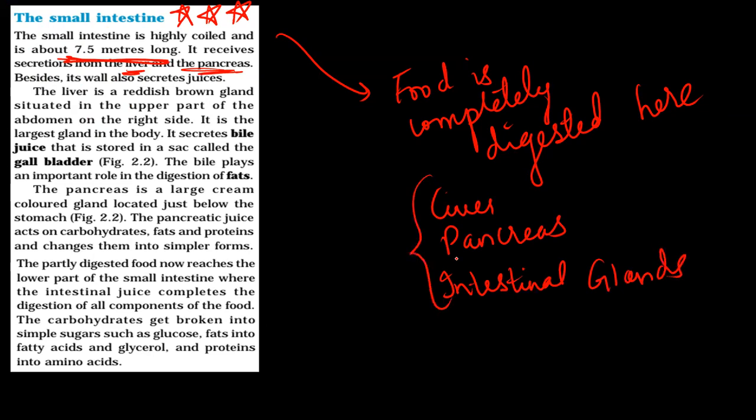So these three glands pour their secretions into the small intestine. That is why the food is completely digested here. All the components of food will get digested in the small intestine. Now we will see a bit in brief about each of these glands.